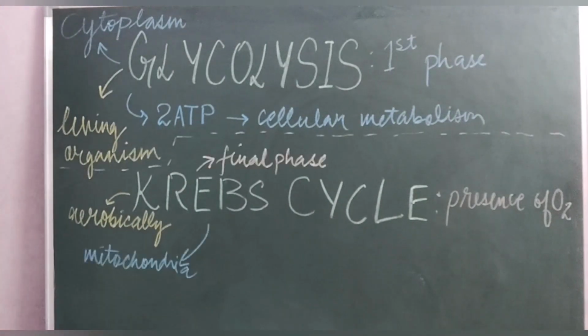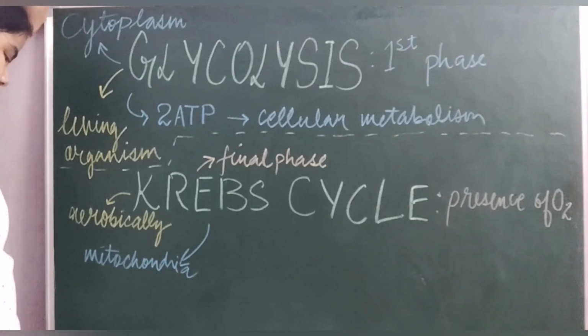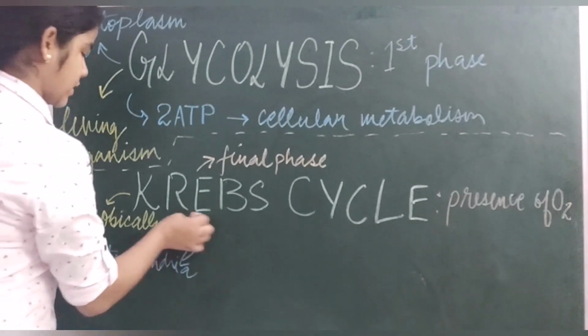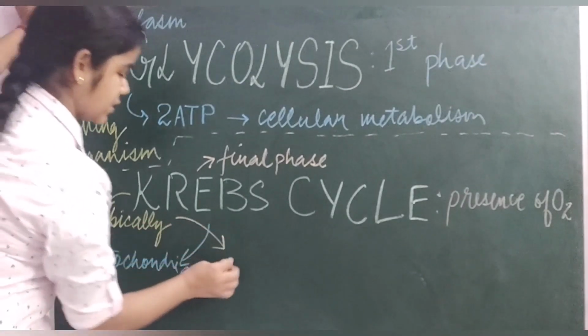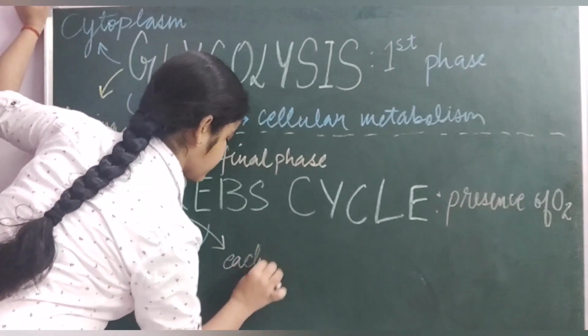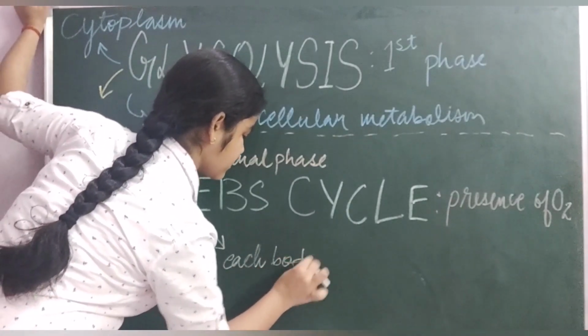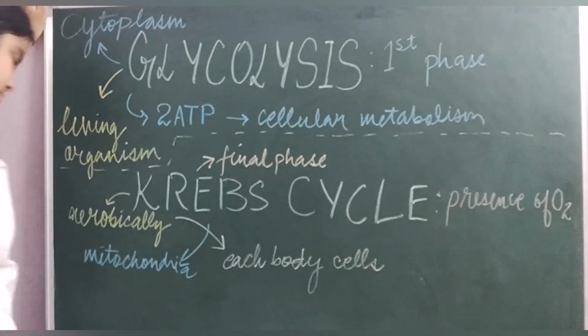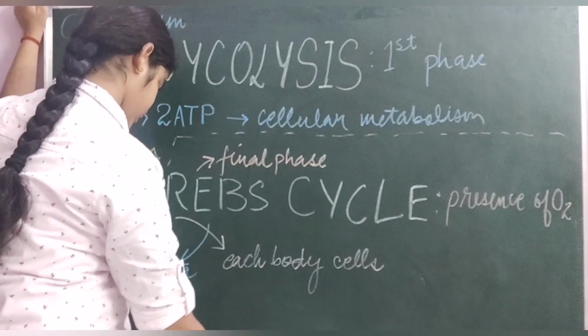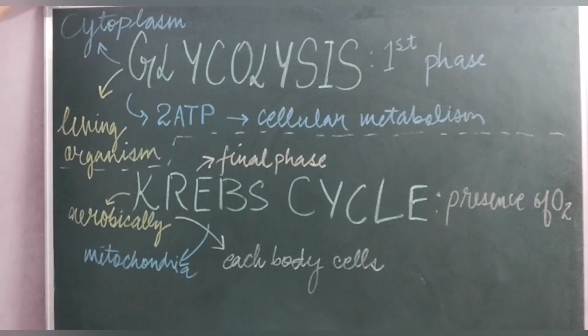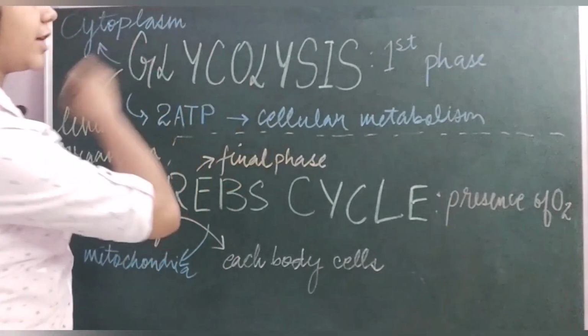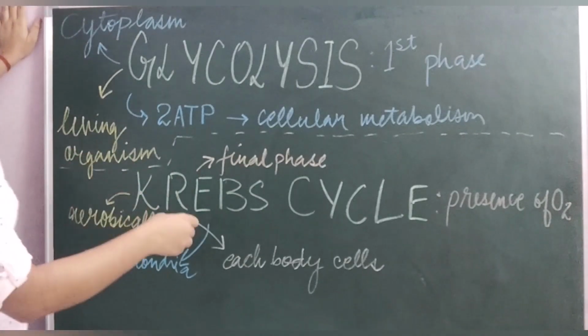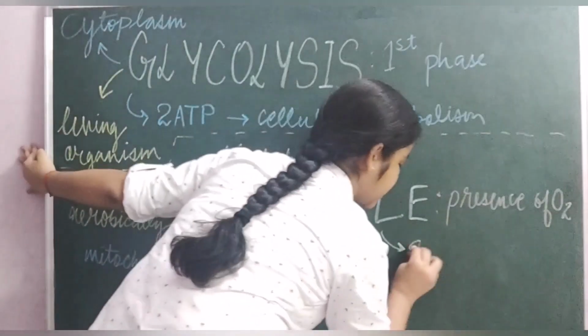Moving on further, the final phase occurring in the mitochondria in the presence of oxygen is Krebs cycle. And always remember that it occurs in each body cell. Here, the energy is used for cellular respiration. What occurs here? It takes place to generate energy.